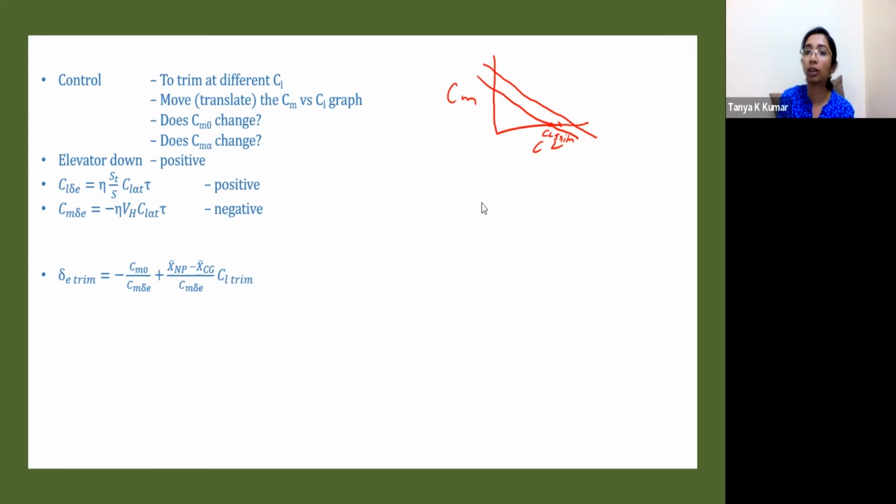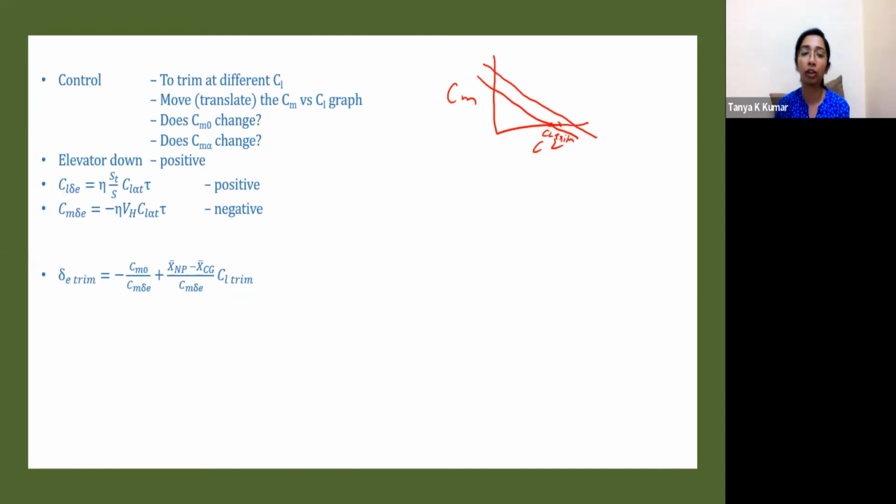So I believe one of your questions in the assignment says: the deflection of control surfaces, in this case elevator, what is its contribution towards stability? The contribution towards stability is the slope. So you should be able to answer that question now.